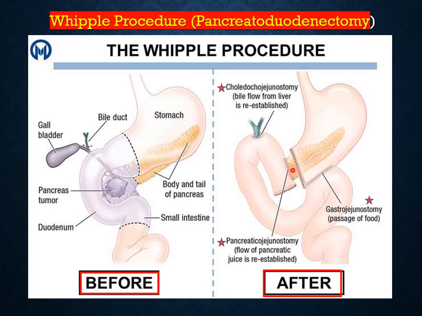Then the second one is the pancreaticojejunostomy. The resected part of the pancreas is anastomosed with the side of the jejunum. And the third one is your gastrojejunostomy. The stomach stump is anastomosed to the jejunum. So the jejunum is involved in a triple bypass with the common hepatic duct, with the pancreas and the stomach.